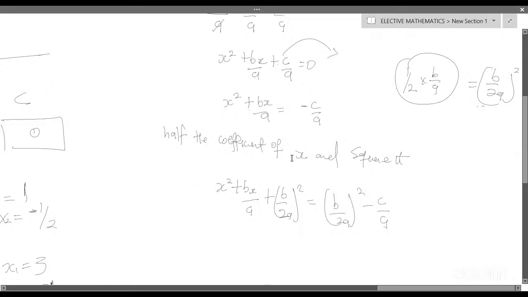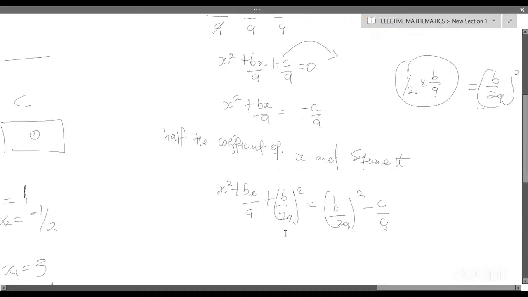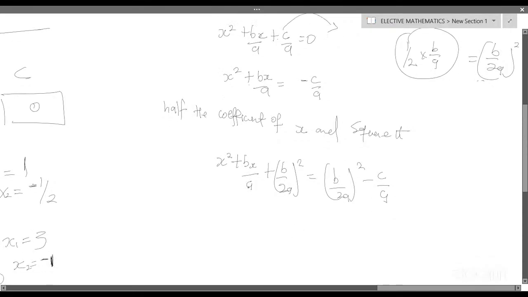Halve the coefficient of x and square it. That is what we've done. When we have the coefficient of x, what do we get? b over 2a, and square it. When we square it, this is what we will get. Now, what is going to be our next move? So, our next move is basically going to be x squared plus bx over a plus b squared over 4a squared equal to b squared over 4a squared minus c over a.